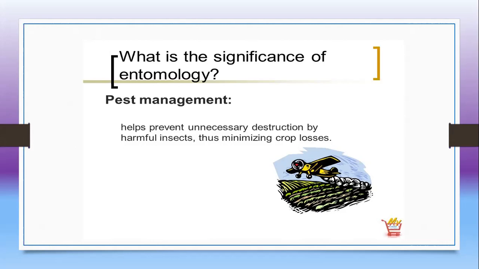IPM programs use current, comprehensive information on the life cycles of pests and their interaction with the environment. This information, in combination with available pest control methods, is used to manage the pests which cause damage to the crops by the most economical means and with the least possible hazard to people, property, and environment.